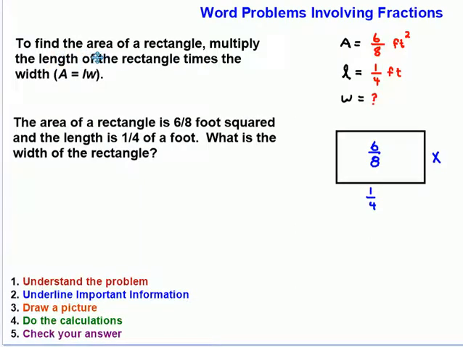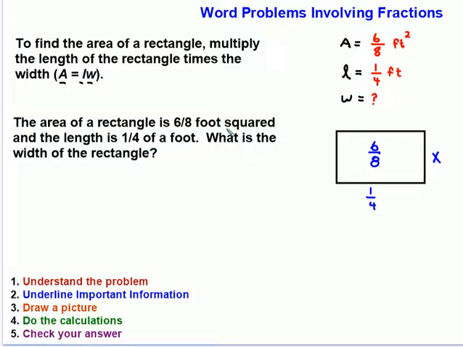We'll use our same process to solve this particular problem. To find the area of a rectangle, multiply the length of the rectangle times the width. Some of you might remember this, some of you might not. But remember that the area of a rectangle is equal to the length times the width. We are given that the area of a rectangle is 6/8 of a foot squared, and the length is 1/4 of a foot. What is the width of the rectangle?